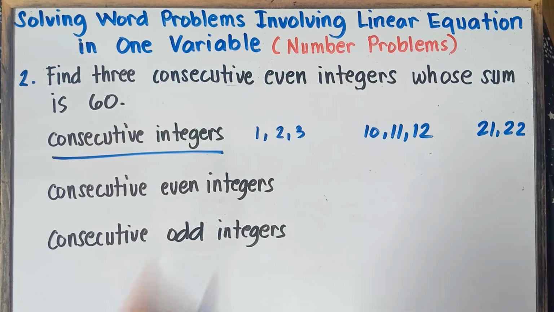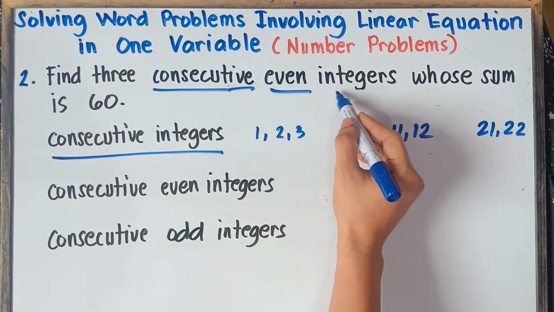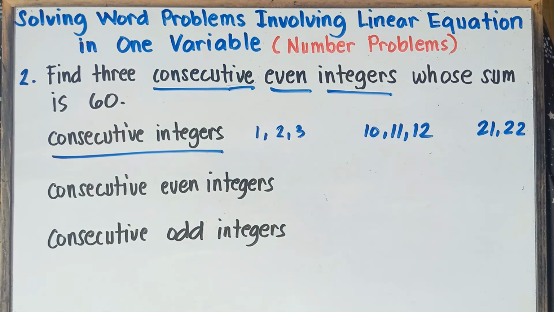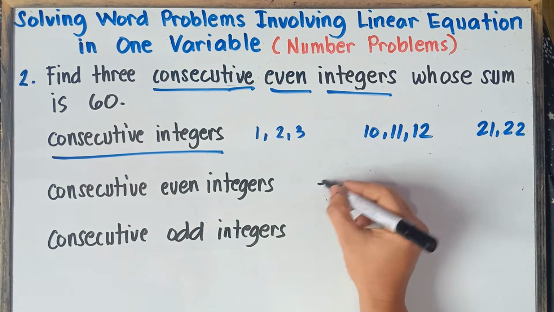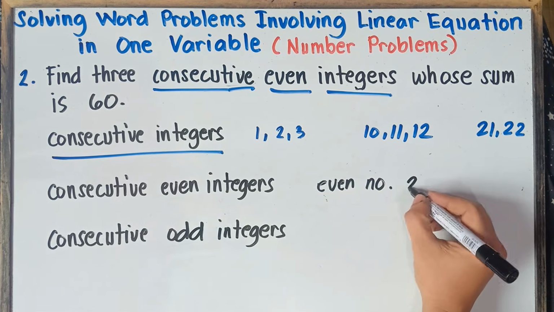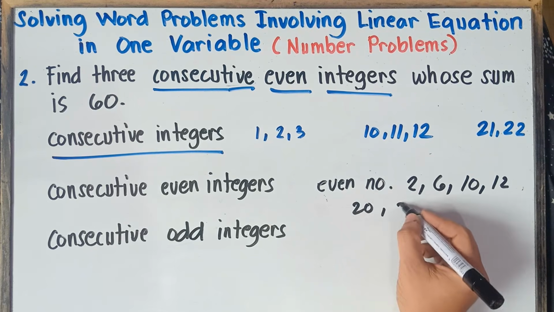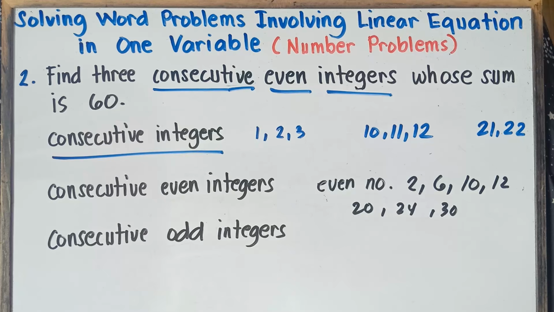But this time, class, for example number 2, we're looking for consecutive even integers. Now, what are those even numbers, class? Do you still remember? That's correct. Those are numbers divisible by 2. That number can be divided by 2. Example, 6, 10, 12, 20, 24, 30. Can we divide 30 by 2? Yep. 30 divided by 2 is 15. Half of 30 is 15. So therefore, class, these are even numbers. I hope you still remember this from your elementary years.